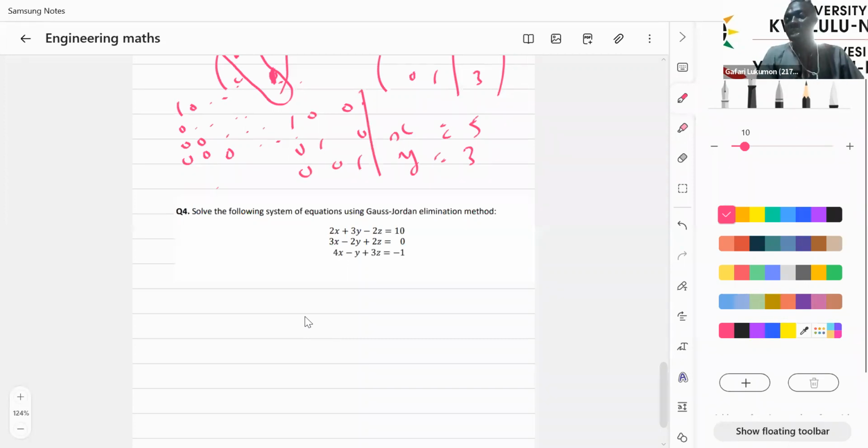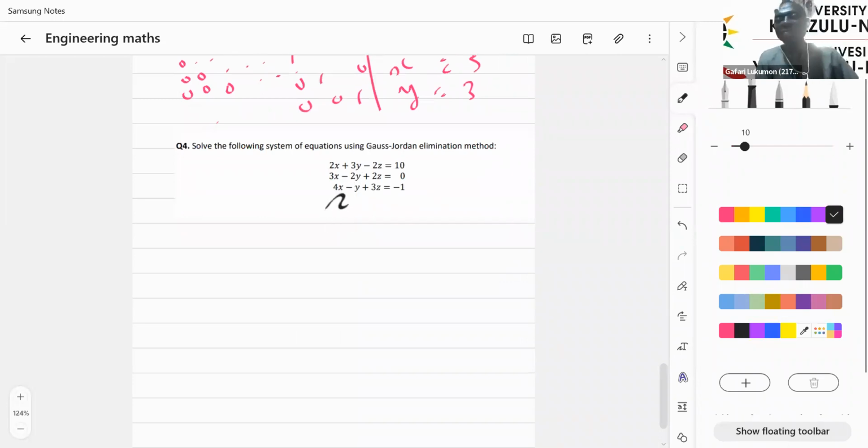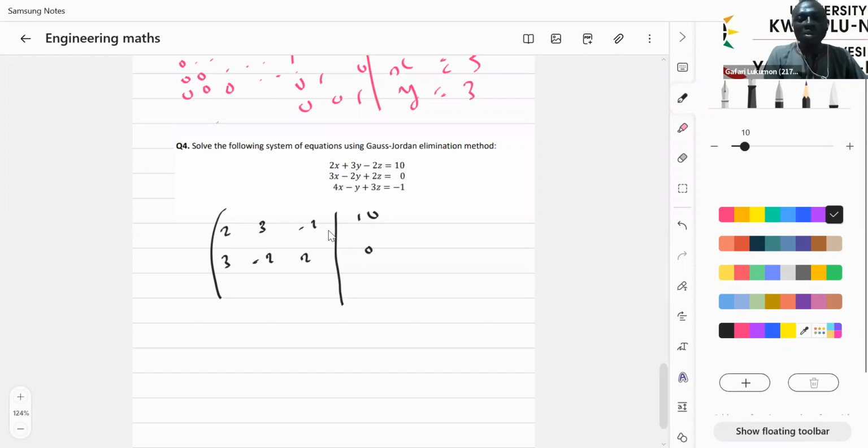So, okay, guys, if that is clear, let's say we want to reduce it. First thing to do is to write it in an augmented form. What's going to be the value in an augmented form? Everybody, please, just write the coefficients. This is going to be 2, 3, minus 2, 10, 3, minus 2, 2, 0, 4, minus Y, minus 1, 3, minus 1. I hope you understand now.